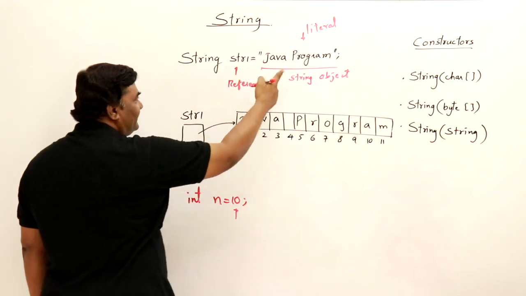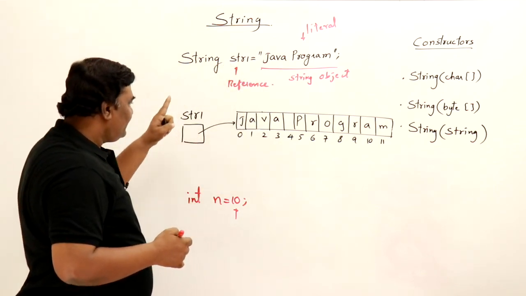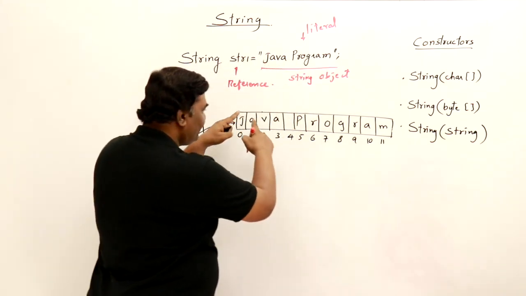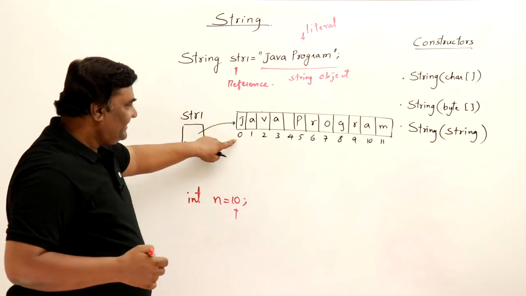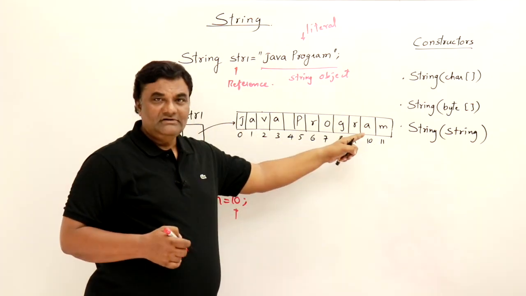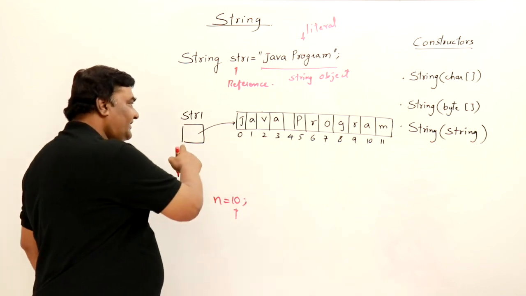So when we create a string like this, it looks like this in the memory. This str1 is a reference. And this "Java program", this entire string is stored like an array of characters. And this is also having indices. This is the 0th alphabet, 1, 2, 3, and so on. The length of this string is 12. And this is a reference referring to this one.